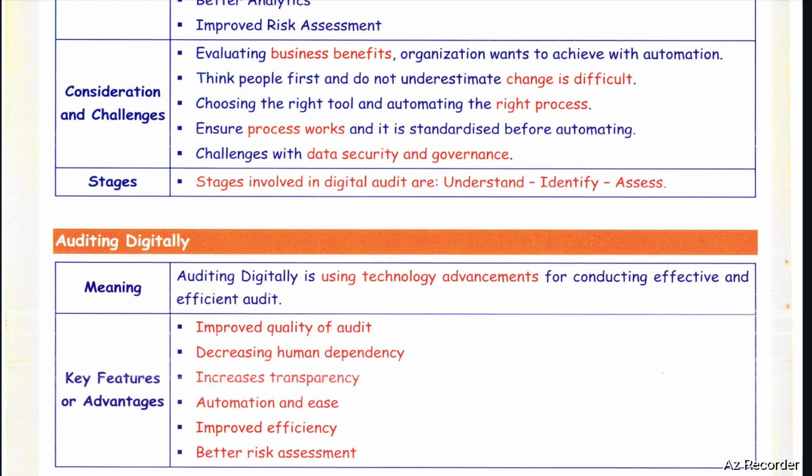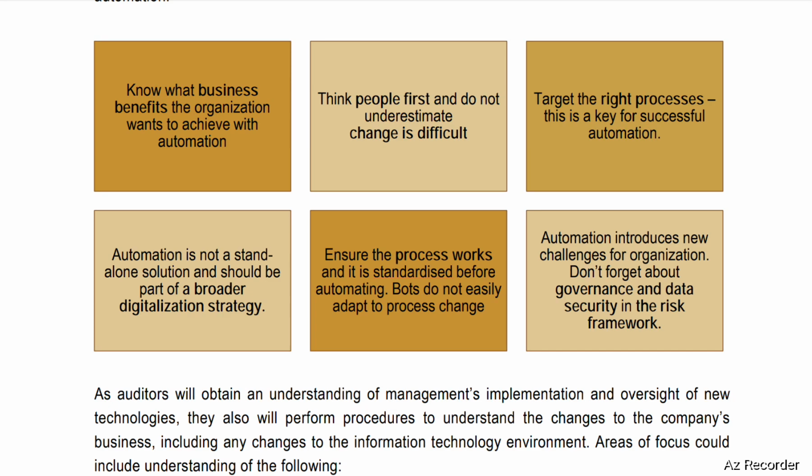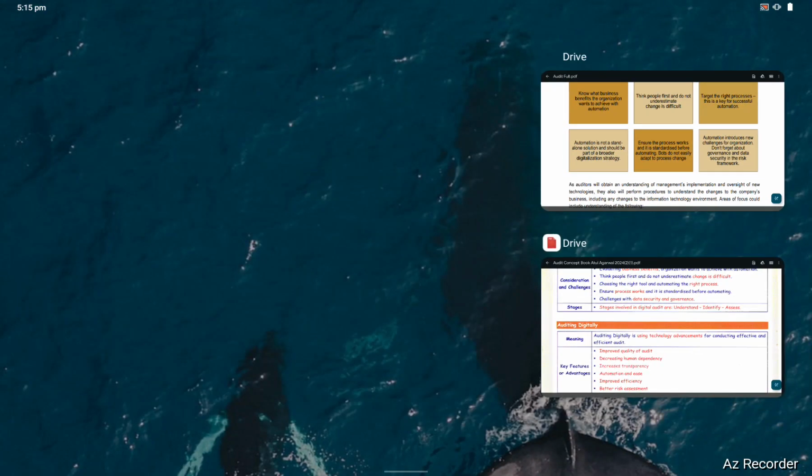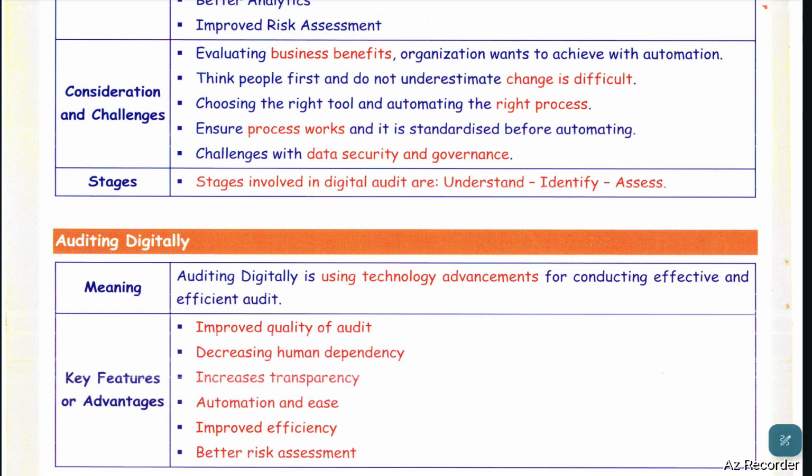Boards do not easily adapt to process change. Automation introduces new challenges for organization. Don't forget about the governance and data security in the risk framework. Next, stages involved in digital audit. There are three stages involved in digital audit: understand, identify, assess.